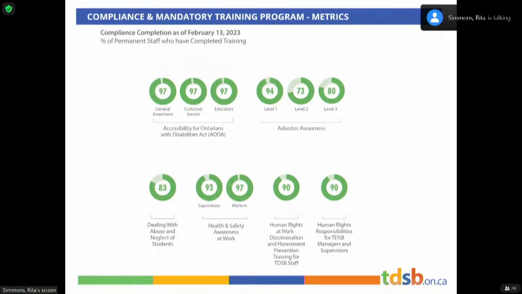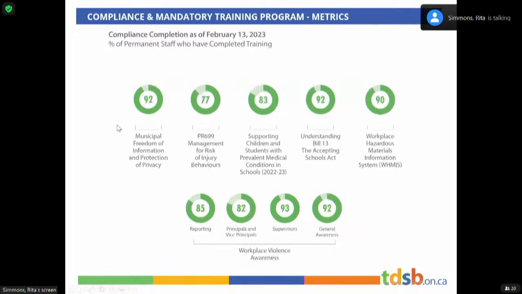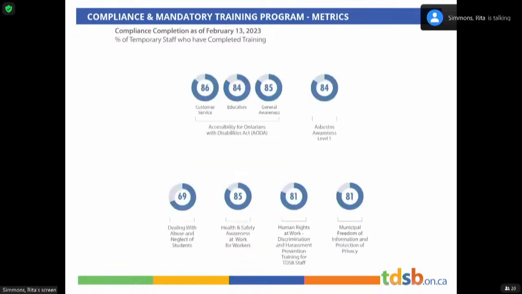So you'll see the numbers, and I'll just move through the screen so that you can see the percentages that we have in terms of completions for our permanent staff, which is in green, for the various courses that staff are required to complete, and then the numbers and percentages of completion for our temporary casual staff.